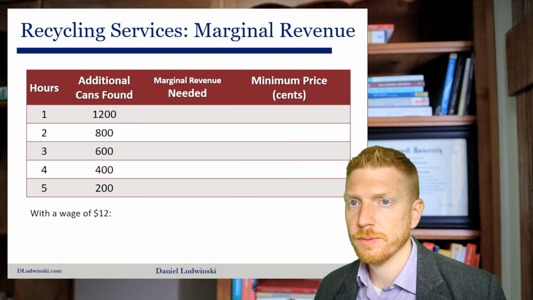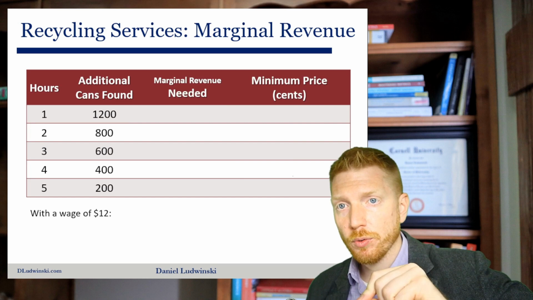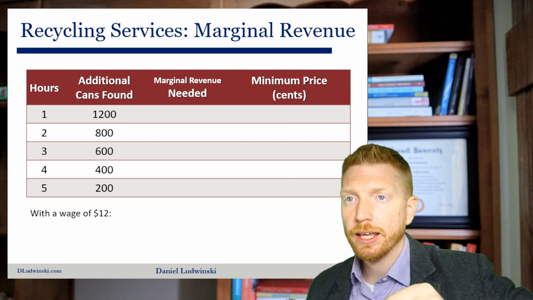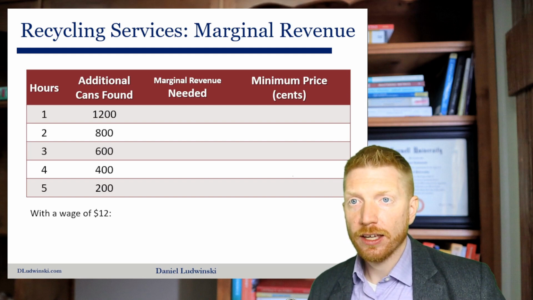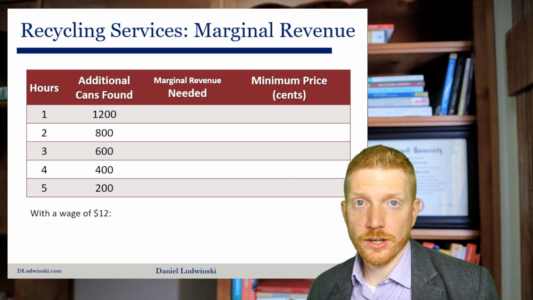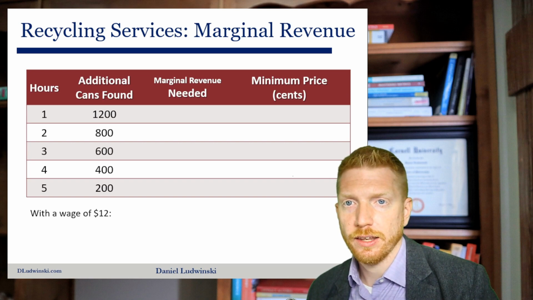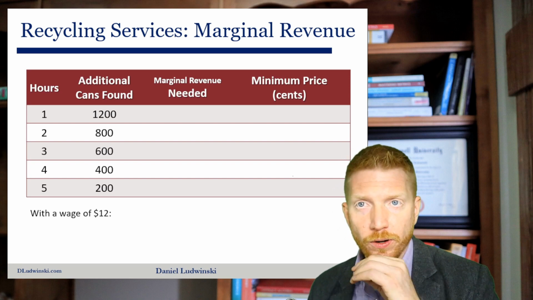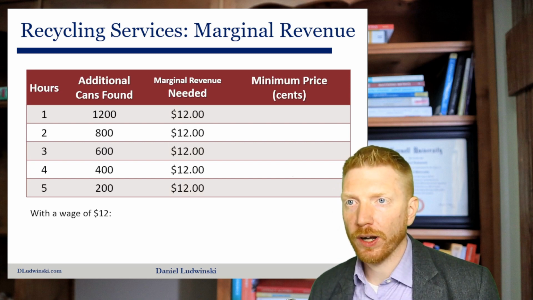Now we're going to flip this question on its head a little bit. Before, we were asking how many cans and how many hours Harry will spend collecting these cans given a particular price. Now we're going to ask, what is the price that would have Harry collect that many cans? We used a wage of 10. We used a wage of 14. Now we're going to do it with a wage of 12.